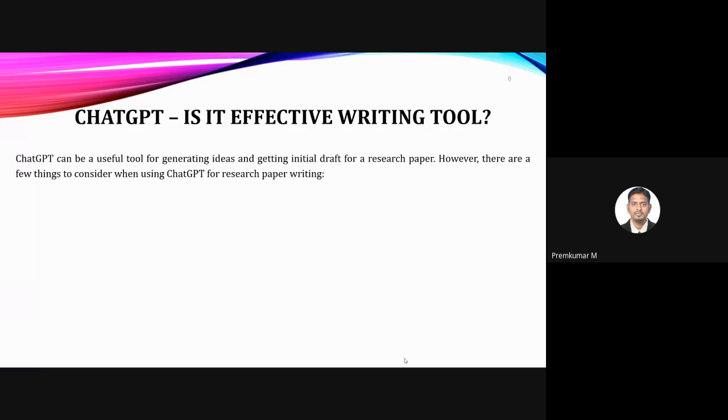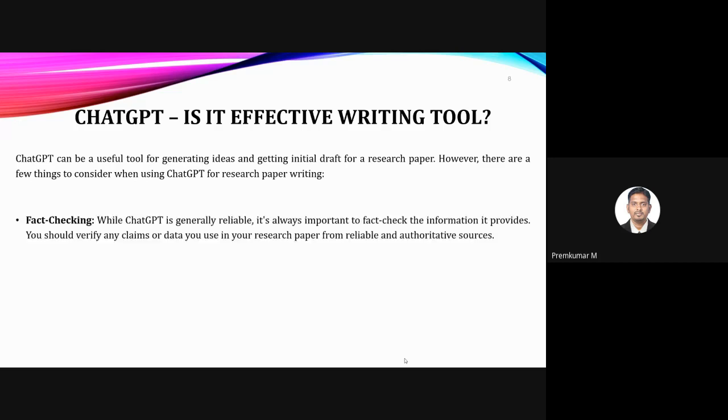As you know, ChatGPT is a useful tool for generating ideas, and it can be useful for the initial draft of a research paper. However, there are a few things to be considered when you use ChatGPT for writing research papers. It is a very good tool for idea generation, but I can say it is some kind of worst tool for writing a research paper. Why? Because I just discussed all those things.